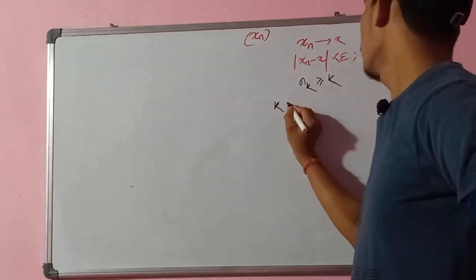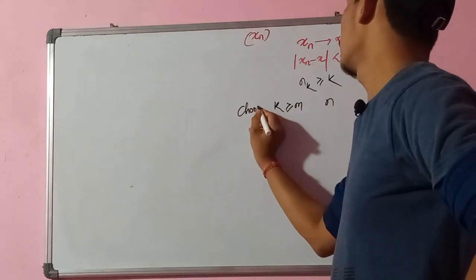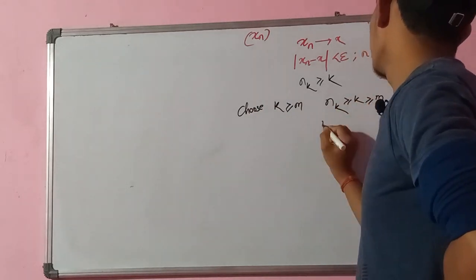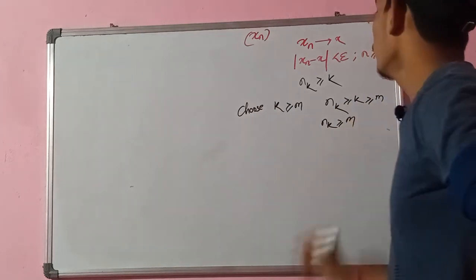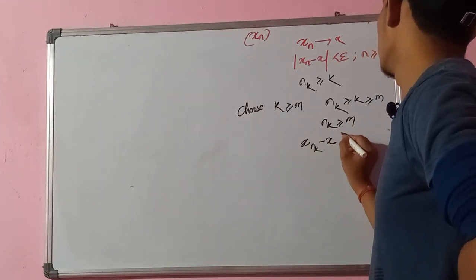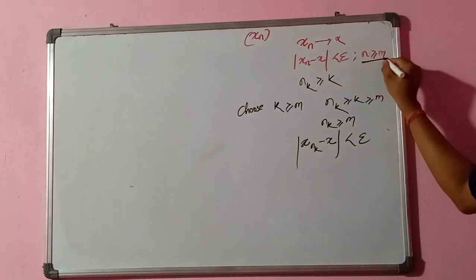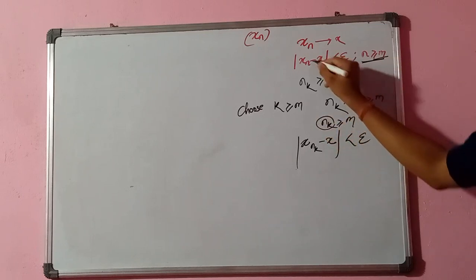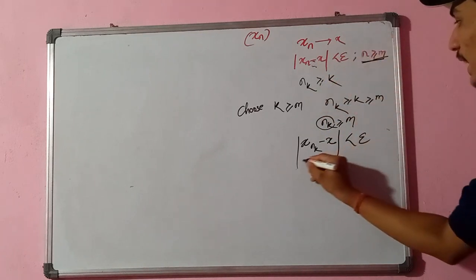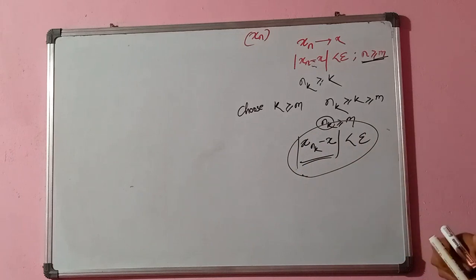If I choose k greater than or equal to m, then I can write nk is greater than or equal to k, which is greater than or equal to m. That means nk is greater than or equal to m, so |xnk - x| is less than epsilon. See, it is valid for all n greater than or equal to m, so nk is also greater than m. You can put here nk, nk plus 1, nk plus 2, but I need nk. So my subsequence will also converge to x. Clear?